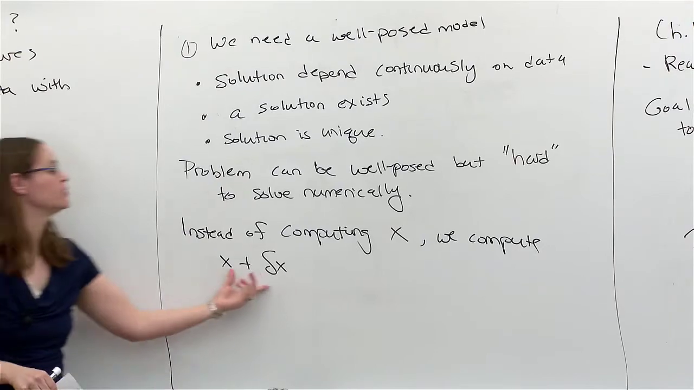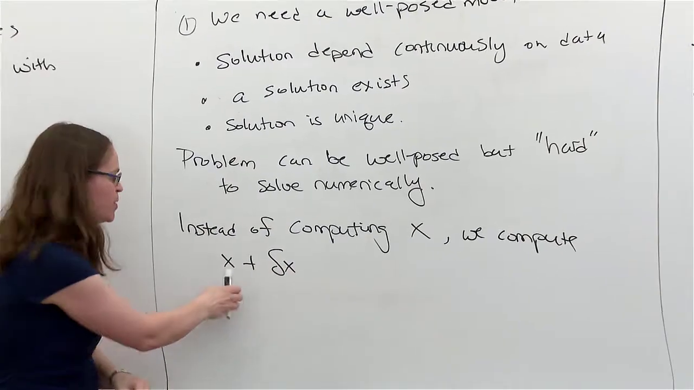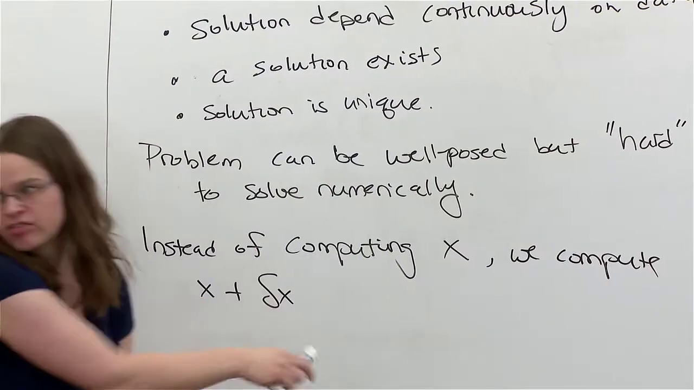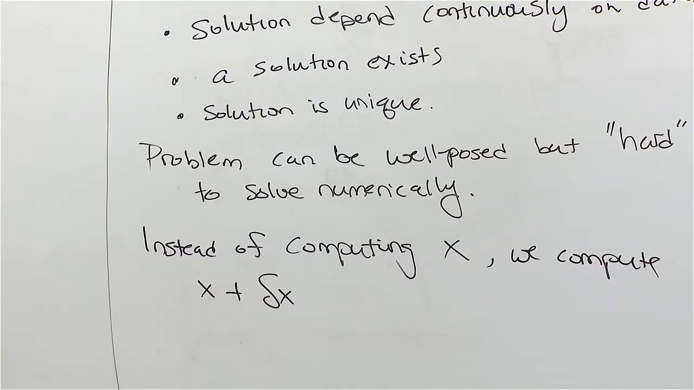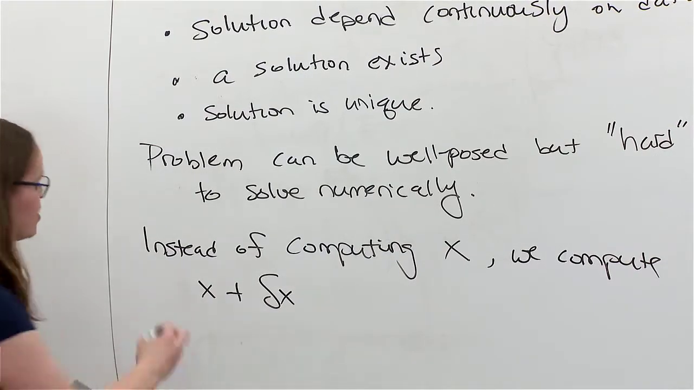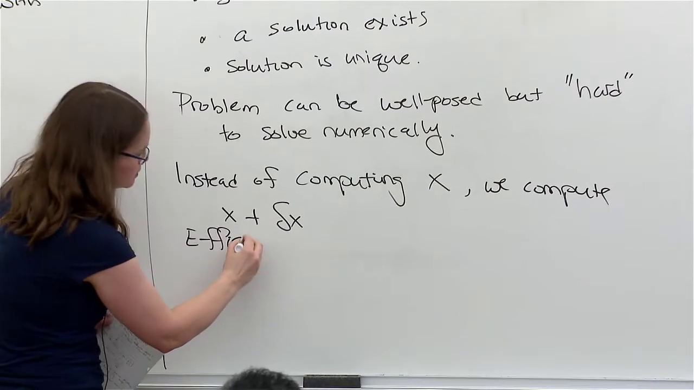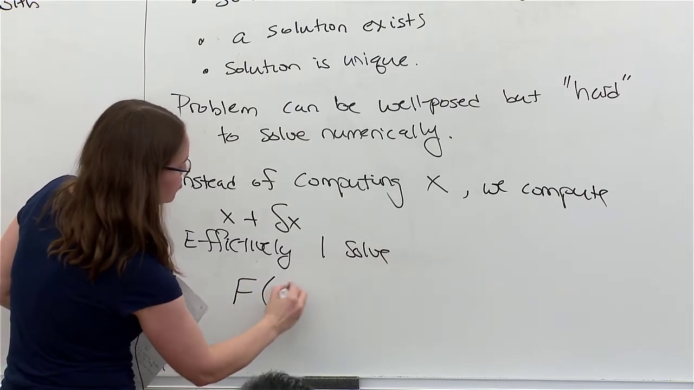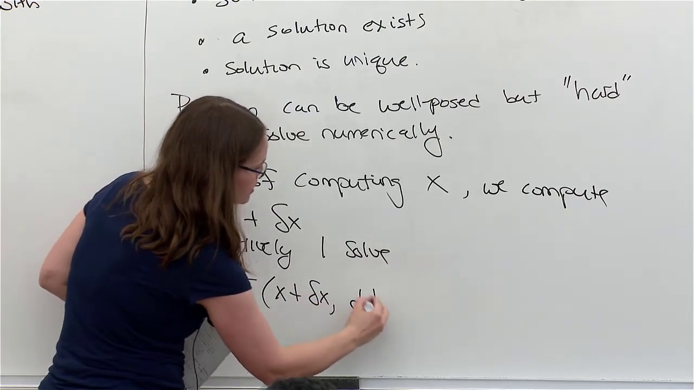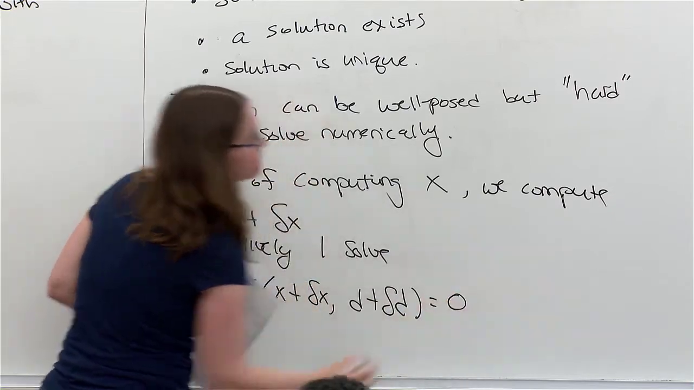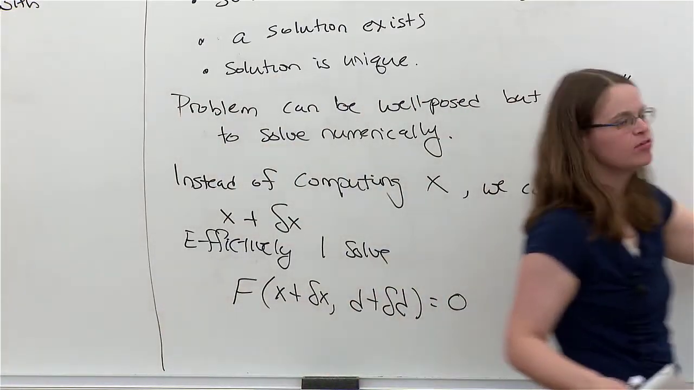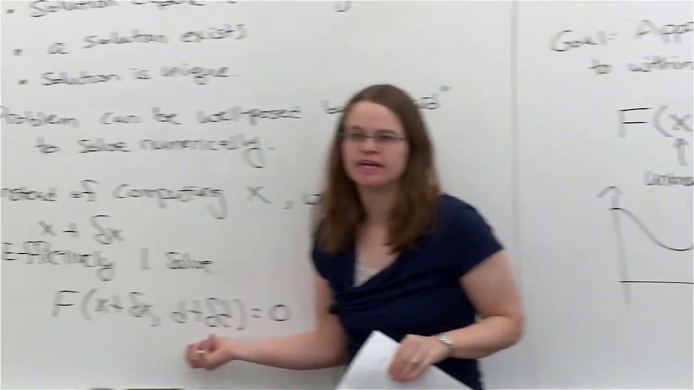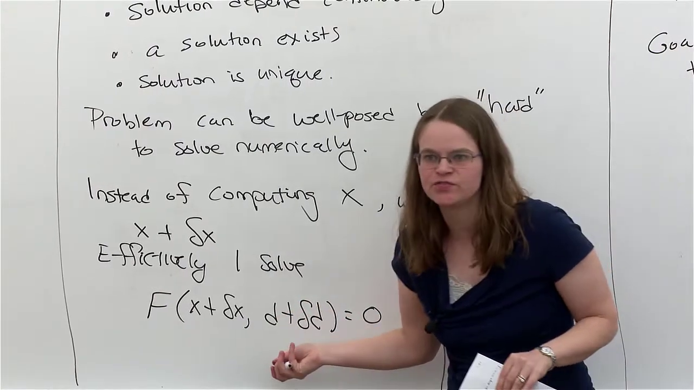So what do I get? I get something like this. Now this is one number that I have. I don't know which part is x, and I don't know which part is delta x. I just know that I've got this one number, and it's probably got some error in it. So you might say, effectively, I'm solving this problem: f of x plus delta x, and maybe d plus delta d, equals 0. In other words, I'm not exactly solving this problem. I'm in some sense solving a nearby problem that has different data, which again, I may or may not know exactly what that different data is.